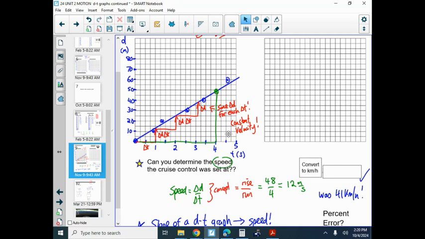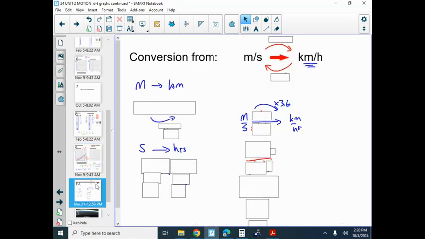So from your line of best fit, pick out some nice spots, do some measurements. And so in this case, looks like a little under 50. So I said like 48 in 4 seconds, which gives us 12 meters per second. And we want to convert to kilometers per hour because vehicle speedometers are in kilometers per hour, of course. And so the conversion for meters per second to kilometers per hour, you have to think about converting meters to kilometers, but you also have to think about converting seconds to hours.